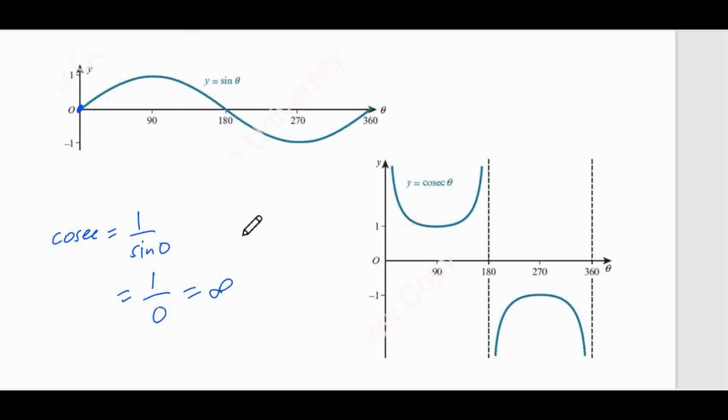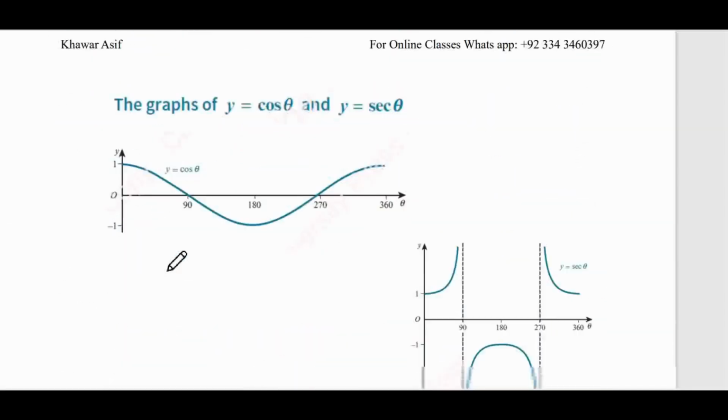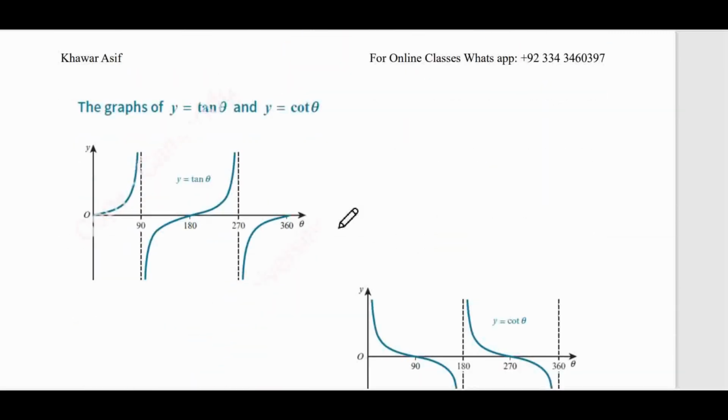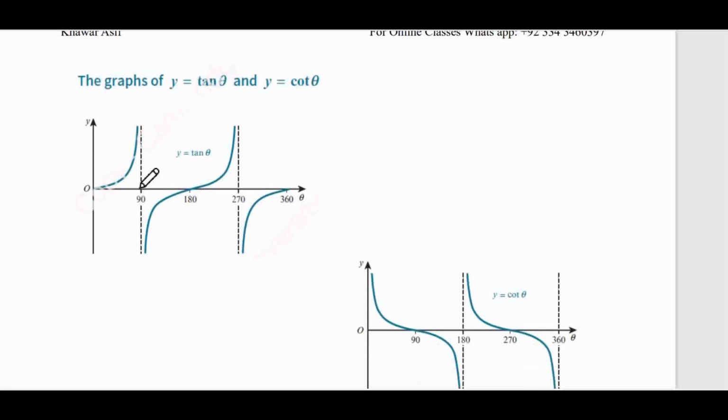Same goes for the other forms. The graph of cos theta is this one, and the graph of secant theta will be like this. This will be the graph of secant theta. Now the graph of tan theta will be like this, and the graph of cot theta will be like this. So this one is the graph of the reciprocal of tan theta, which means cot theta.